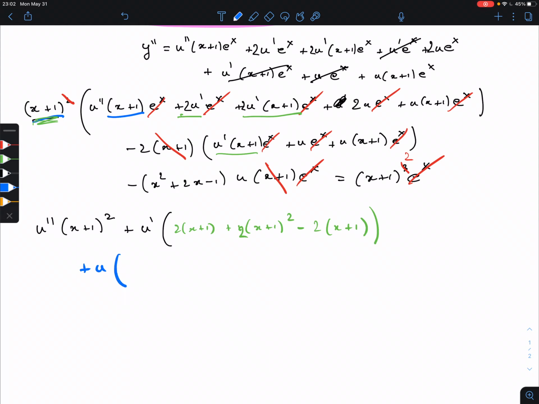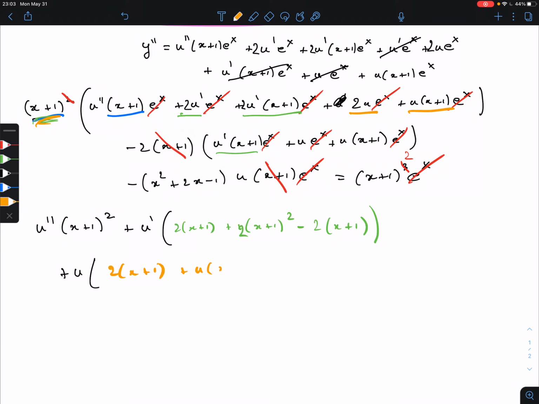Now, if everything works fine, this should be 0, right? Let's do orange. So, plus u. Where are my u's? There's one here with the x plus 1. Don't forget that here. So, there's a 2(x plus 1). There's a guy here, so it is plus u(x plus 1). No u. Don't write a u because you have already factored it out. So, (x plus 1) squared.